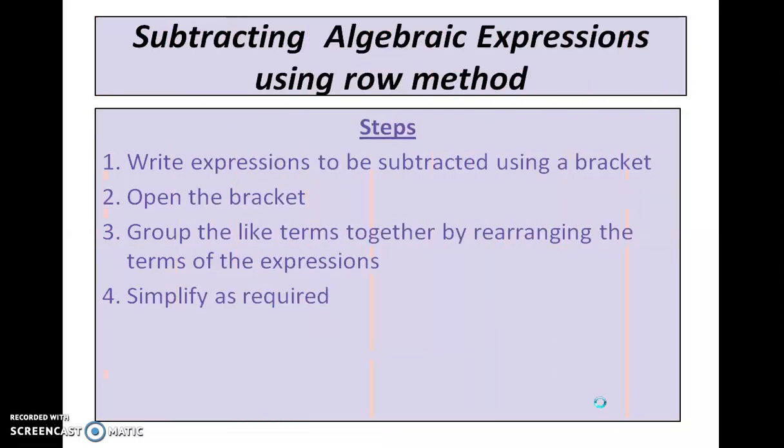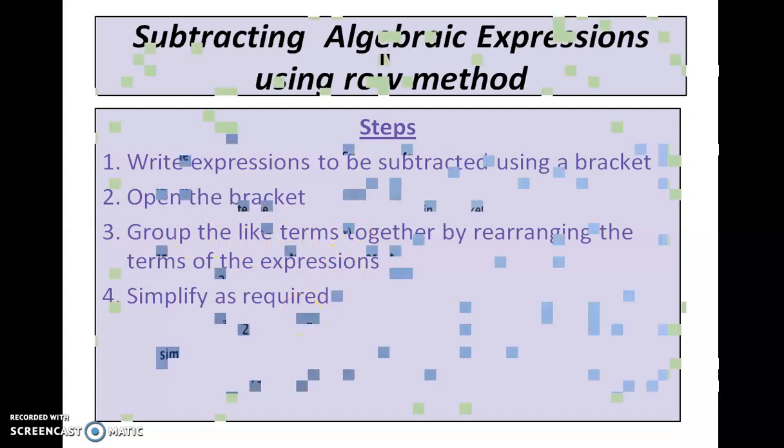Moving on, how to subtract algebraic expressions using the row method. Now it is just similar to what we did in the addition. But over here we will write the expression to be subtracted using a bracket. Why are we using this bracket? This is because of the minus sign outside the bracket, all the signs inside have to change. So then we will open the bracket and then follow the same method, group the like terms together and simplify as required. For better understanding, I'll take an example.